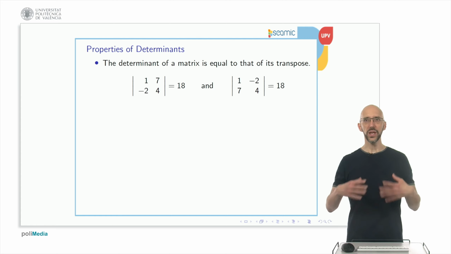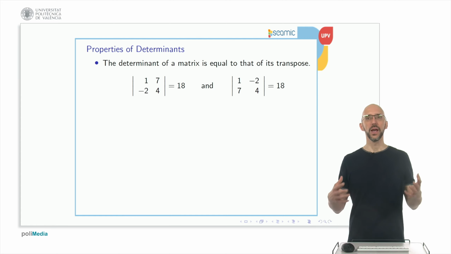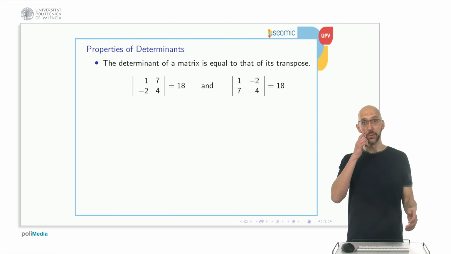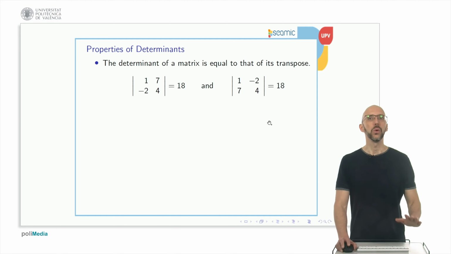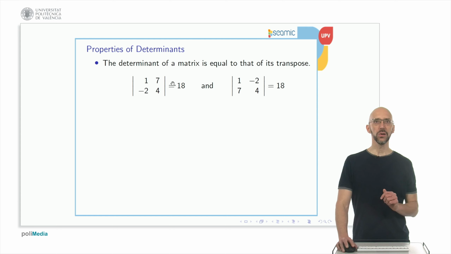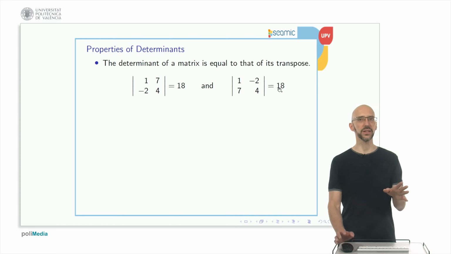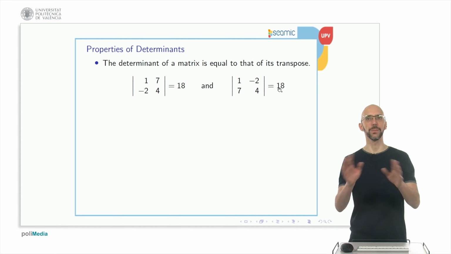Be careful because we have no clue how to calculate determinants of higher order, 4, 5, 7, I don't know. So we need to find out a method to obtain that. Anyway, properties first. The determinant of a matrix is equal to that of its transpose. Remember that transpose, we are just changing rows by columns.